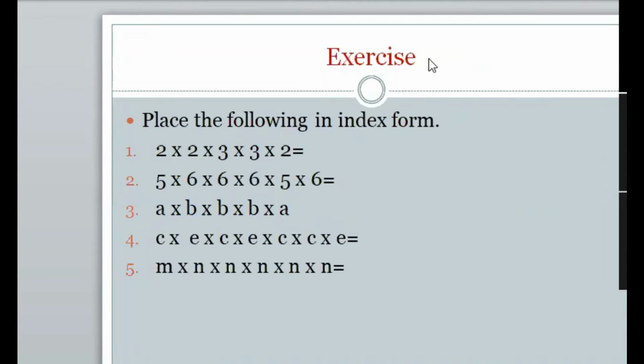Good. So number three. Can I have a boy? Ahmad, let's hear what you have for number three. A to the second power and B to the third power. Is that correct, guys? Yes, miss. Good. Number four, Samika. C to the fourth power, E to the third power. Everybody got that? And lastly, Ashanti, let's hear how you worked. Last question. Miss, M to the first power times N to the fifth power. M to the first power or just M?